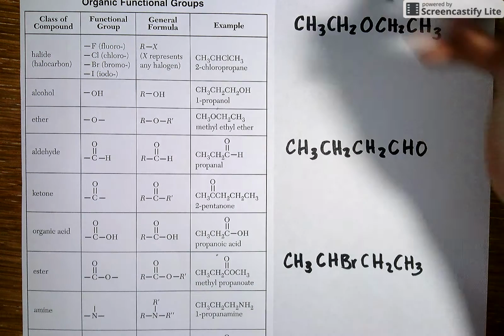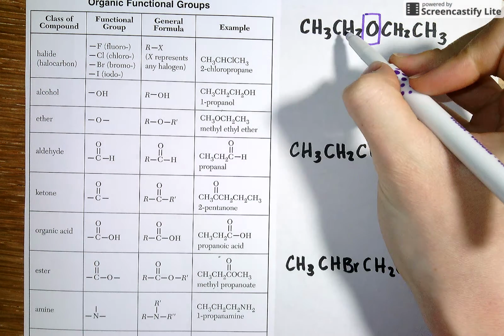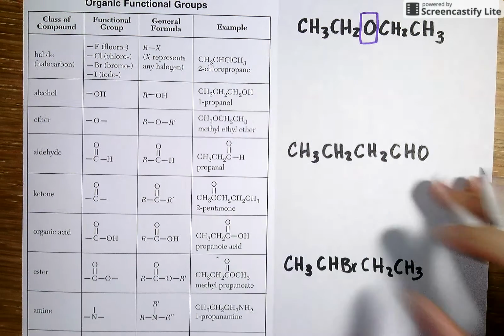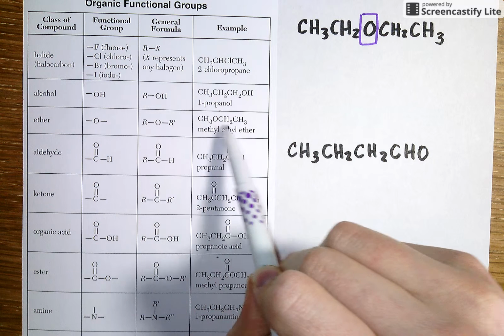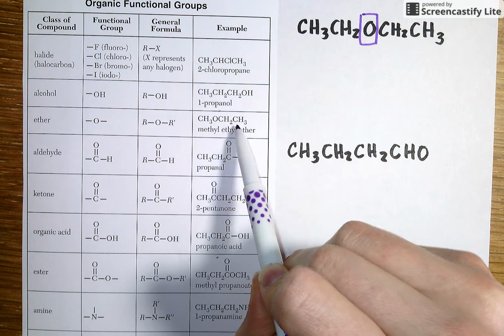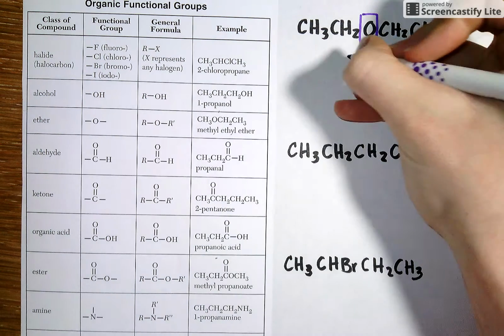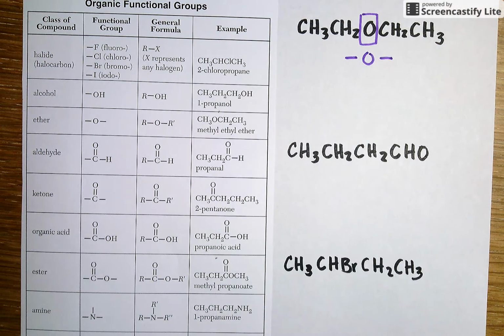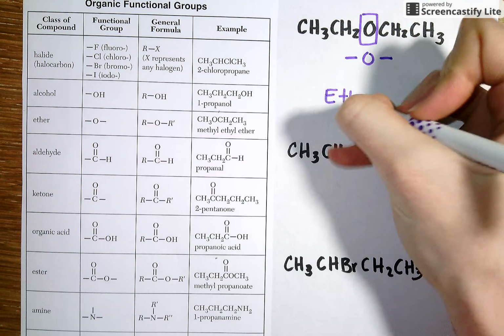So here, what I see in the top is that this O really stands out. I've got hydrocarbon, hydrocarbon with this O right here in the middle. And looking at the example column in table R, that condensed structural formula looks a whole lot like this example for an ether, which has a functional group of an O kind of sitting in the middle of the compound. So because that functional group exists, we're going to classify this as an ether.